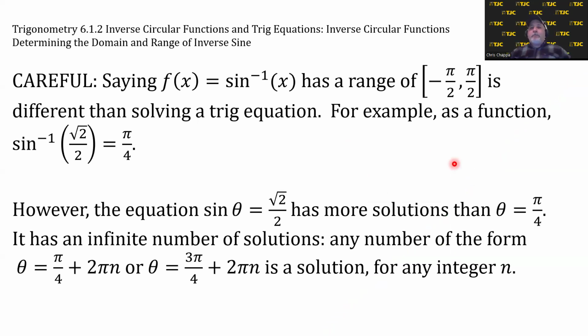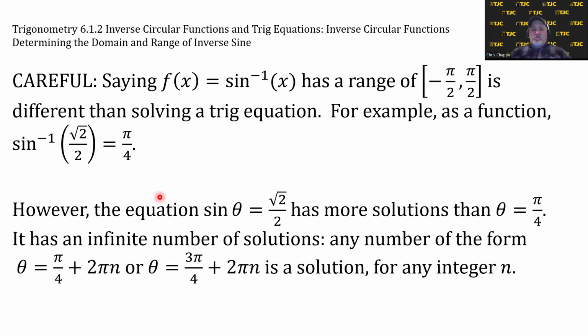Now be careful. Saying f of x equals sine inverse of x has a range of negative pi over 2 to pi over 2 is different than solving a trig equation. For example, as a function, sine inverse of square root of 2 over 2 equals pi over 4 because sine of pi over 4 is square root of 2 over 2. However, the equation sine of theta equals square root of 2 over 2 has more solutions than theta equals pi over 4. In other words, we can't just hit sine inverse on both sides of this and go pi over 4.